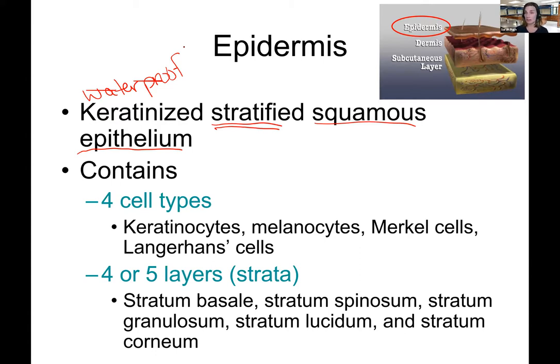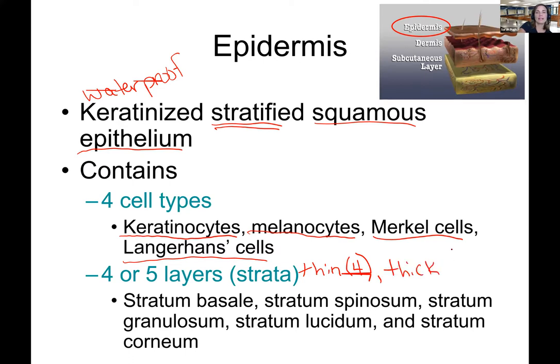Now the types of cells. One kind of cell is the keratinocyte. Another is the melanocyte. Then there are Merkel cells and Langerhans cells, which I've already mentioned. We're going to go through each of those, and I'll show you where they're found in the epidermis. And then the layers of the epidermis. It says right here, 4 or 5 layers. That depends on whether you have thin skin, which would have 4 layers, or thick skin, which would have 5 layers. Our layers are listed there, and I'm going to go over those with you as well.